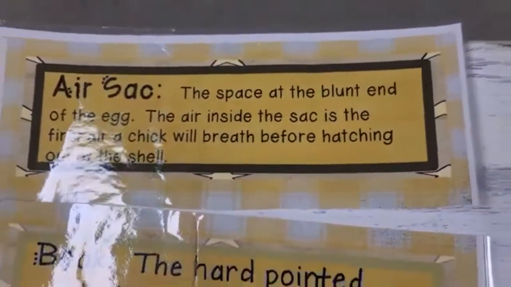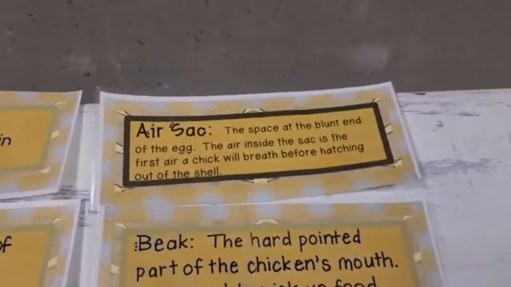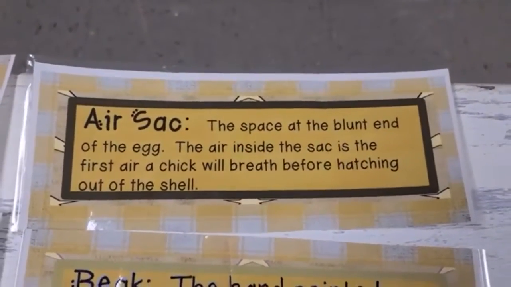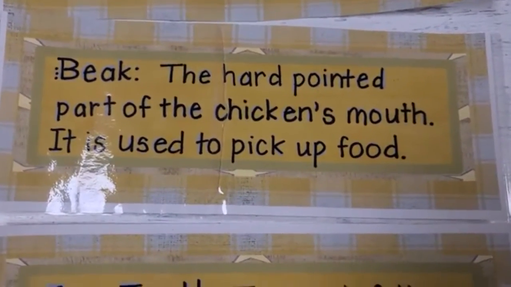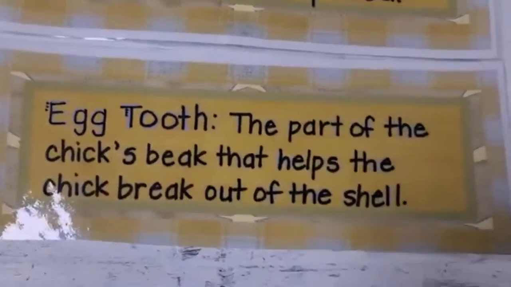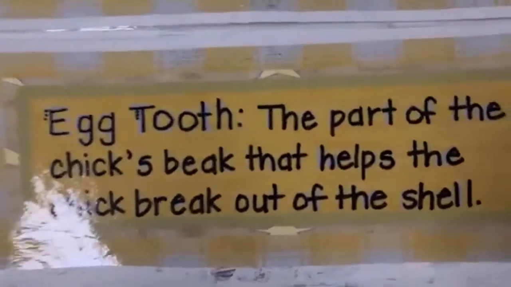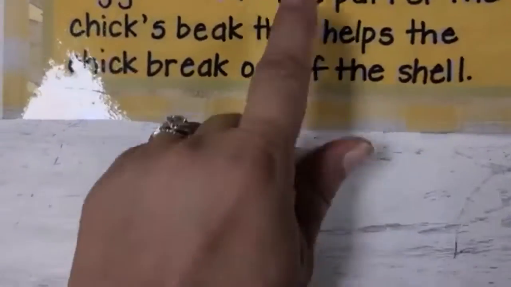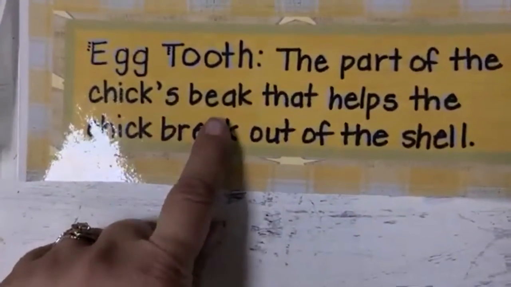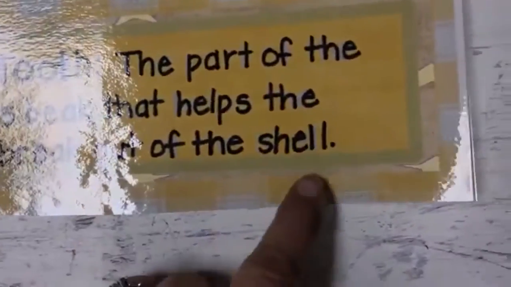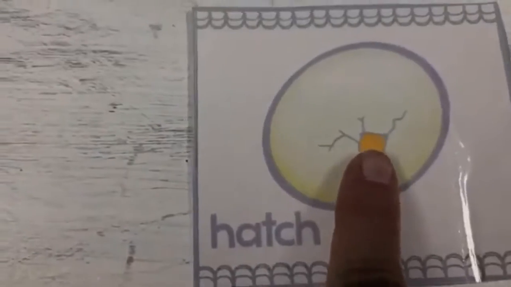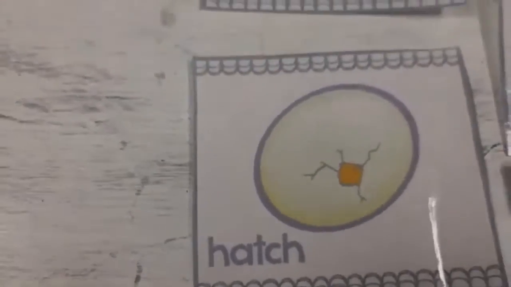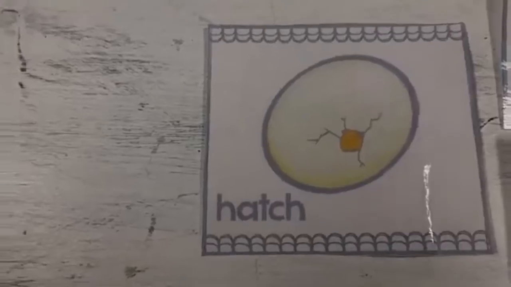The air sac is the sac of air that the chick will first breathe before hatching, and we saw those yesterday when we were candling our eggs. The beak is the hard pointed part of the chicken's mouth, and it's used to pick up food. And today, let's look a little bit more at that egg tooth we've been talking about. The egg tooth is the part of the chick's beak that helps the chick break out of the shell. So pretty soon, in 12 days, you're going to start seeing these chicks stick their little egg tooth outside of the shell, because that's the part of the beak that helps them to break out.